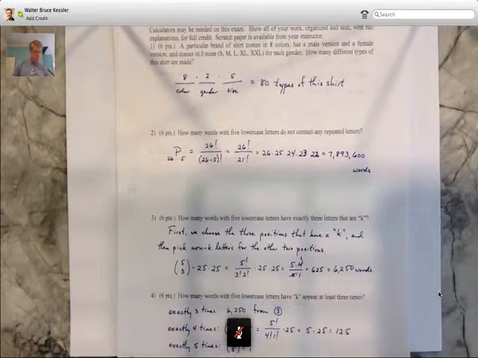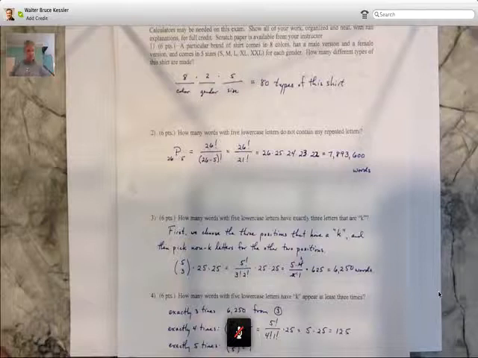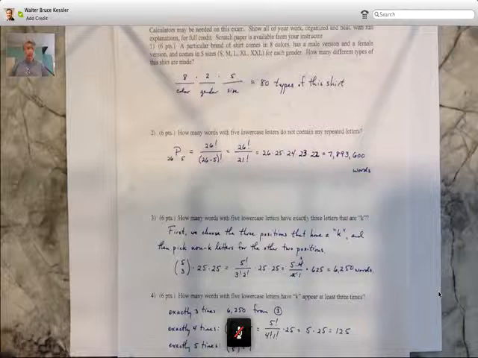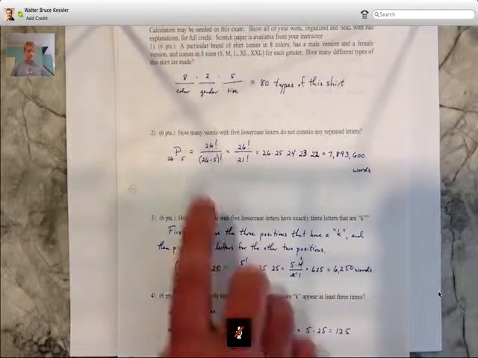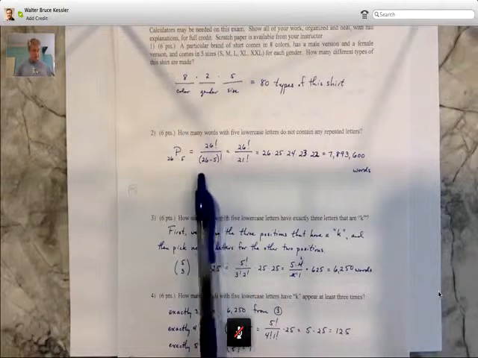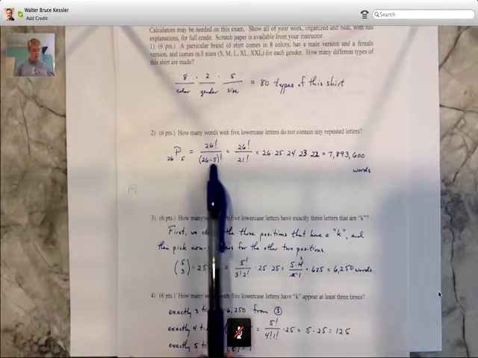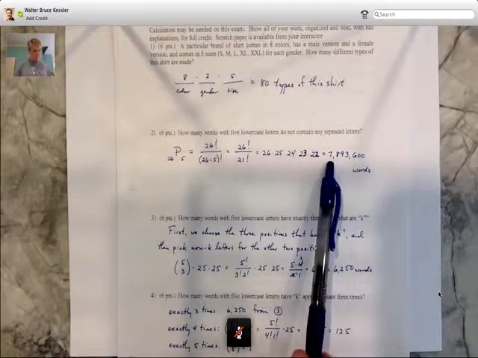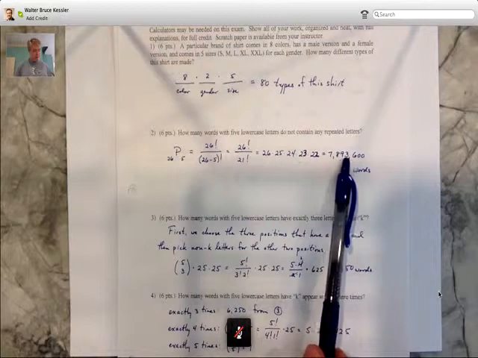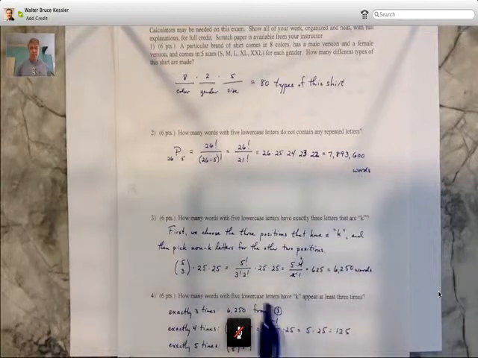Problem 2, how many words with 5 lowercase letters do not contain any repeated letters? Well, again, we've got things that occur in order, 5 slots. We can use the fundamental counting principle and say 26 for this one, 25 for that one, 24, and so on. It's a straightforward permutations problem, though. It's 26 pick 5, which is 26 factorial over 26 minus 5 factorial, and you do the work on that, and it comes out to be 7,893,600 different words. Okay.